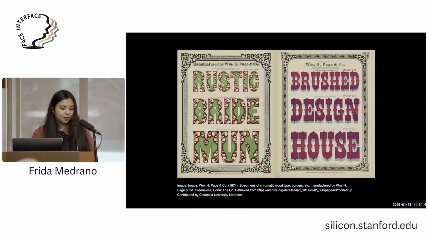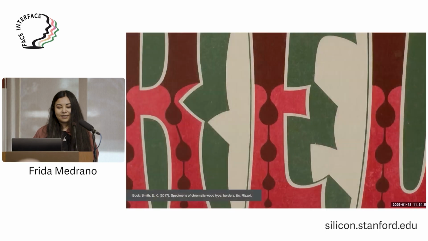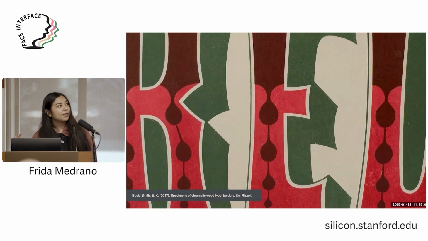In 1874, William Page published a specimen of chromatic type. Yeah, it's beautiful. I like it. It showcased the commercial potential of chromatic wood type. What makes this book super groundbreaking is the use of transparent inks. By layering them, it created additional colors. Like in here, you can see the green and the red, and the darker color, it's not an additional one, it's the combination of the green and the red. This was an innovation back then because it was before half-tone printing.